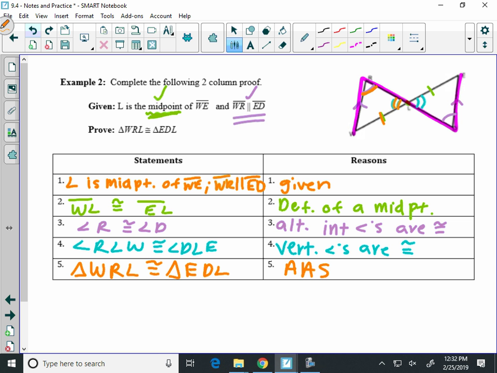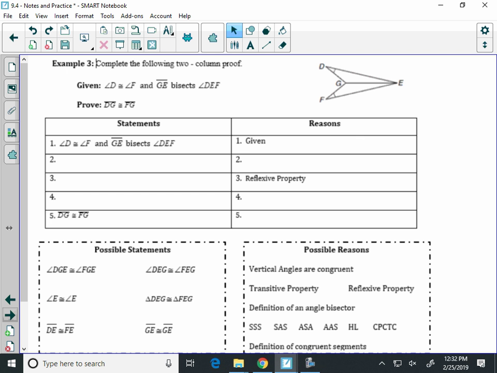Try another one. Okay. And this one has possible reasons and statements to help you out. So we take a look at number 3. It says complete the following 2-column proof. Okay, we're given that angle D is congruent to angle F, and that GE bisects angle DEF. So they took care of writing our first statement. We're trying to prove that DG is congruent to FG. They wrote it as our last statement.